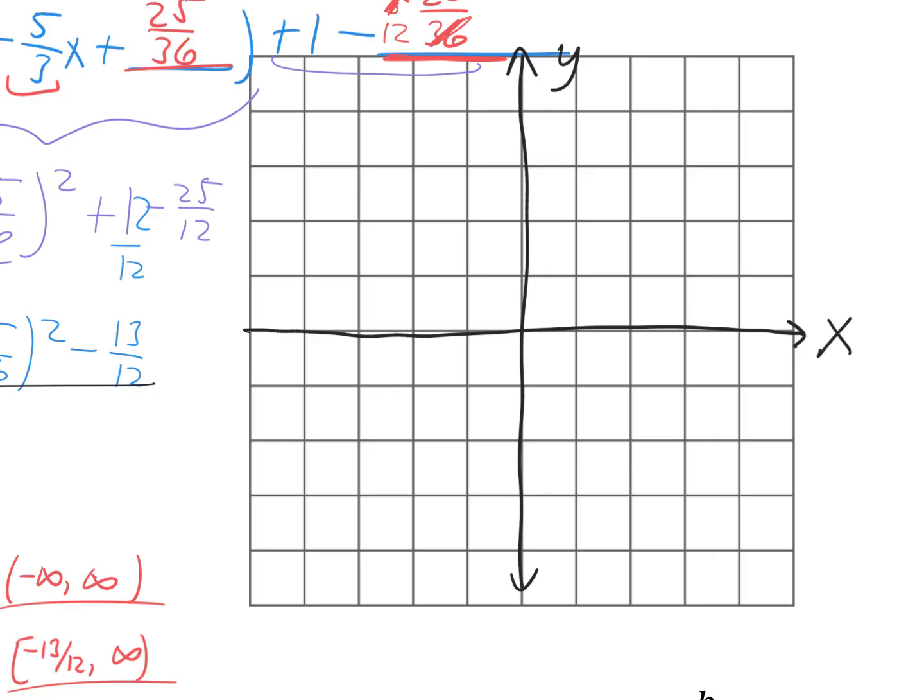And negative 5 over 6, comma, negative 13 over 12. Well, I know negative 5 over 6 is kind of close to negative 1, but it's not quite there. So I'm going to say that's right there. And then negative 13 over 12 is a little bit bigger than negative 1, so it's going to go right there. So then I know my vertex should be somewhere right there. Just a rough estimate.